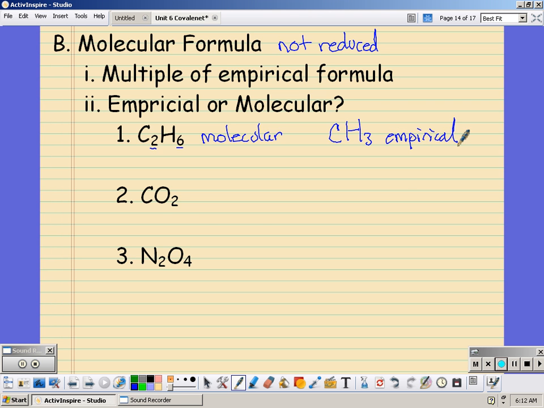Here we have a 1 and a 2. That's already been reduced, so that is the empirical. Here I have a 2 and a 4, so that is a molecular because we can reduce it, and it would reduce to NO2. Now you could divide by any value. It doesn't have to be a 2. The example 1 and 3 just happen to be reduced by 2, but you could be reduced by any value.